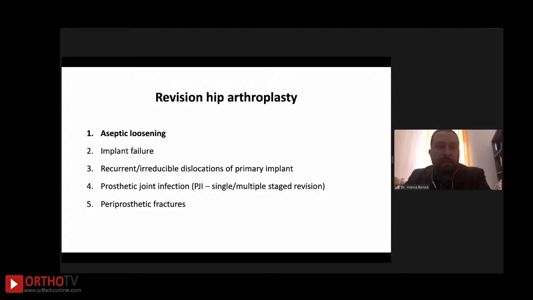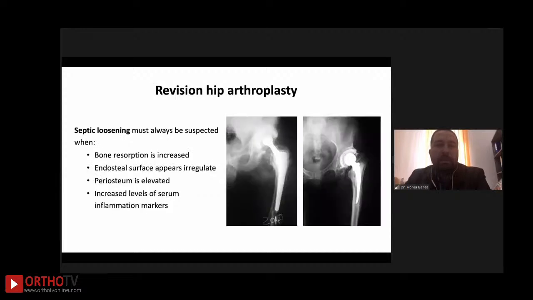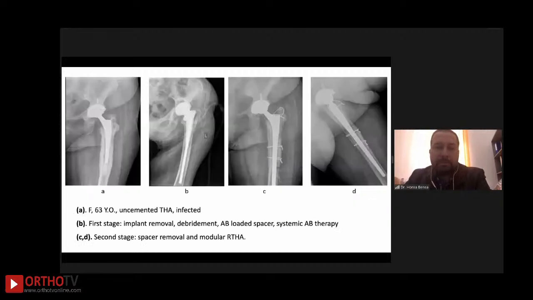There are a few causes of revision hip arthroplasty. First is aseptic loosening that we can deal with, then implant failure, recurrent dislocation, PJIs, or periprosthetic fractures. Septic loosening must always be suspected when we see on the x-ray increased bone resorption, an irregular endosteal surface, an elevated periosteum, and of course, increased levels of serum inflammation markers in the blood.